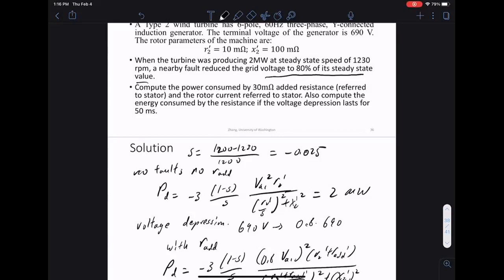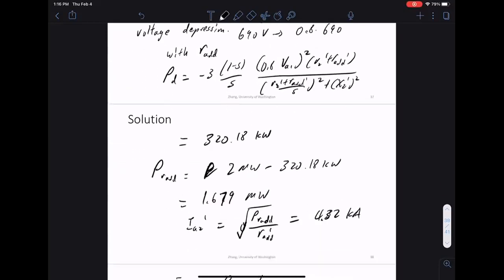Would you mind scrolling down about half a page? Sure. Right about there. Yeah. Thank you.